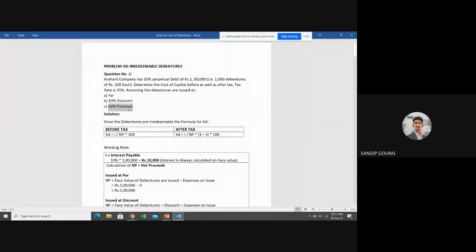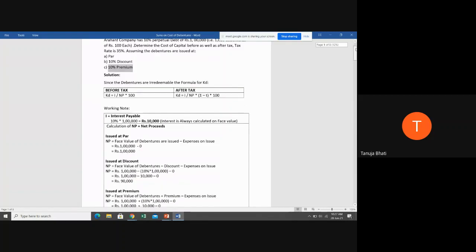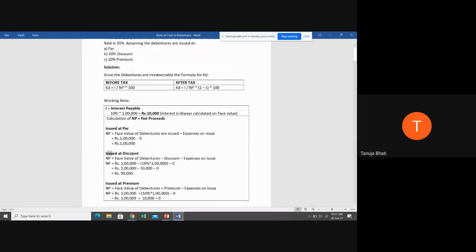Similarly, at 10% premium. So actual the face value is 100. If it is 10% premium, can you all tell me what is going to be the NP? 1,10,000. Very good. Minus expenses on issue. Now there is no expenses on issue. Now let us see the calculation. So issued at discount, as you all rightly said, the NP is going to be 90,000, and issued at premium, the NP is going to be 1,10,000.